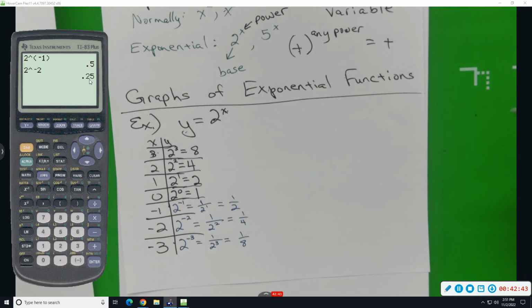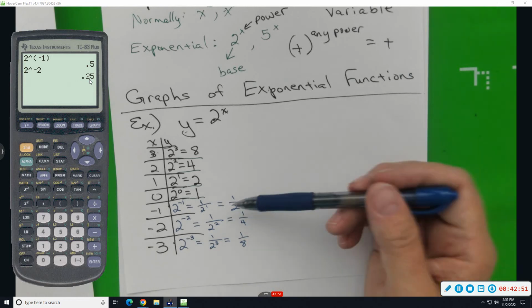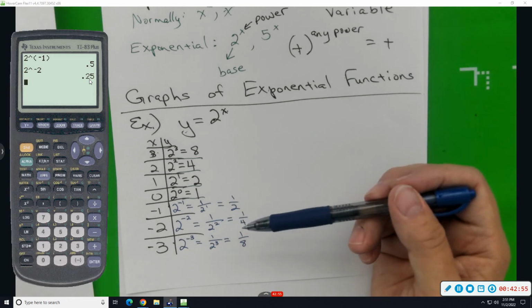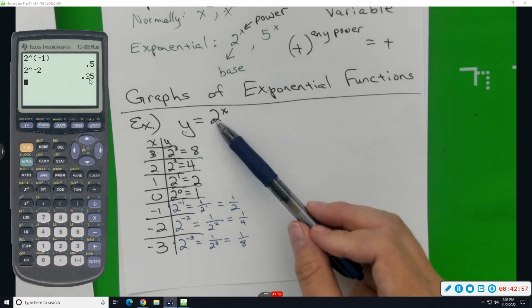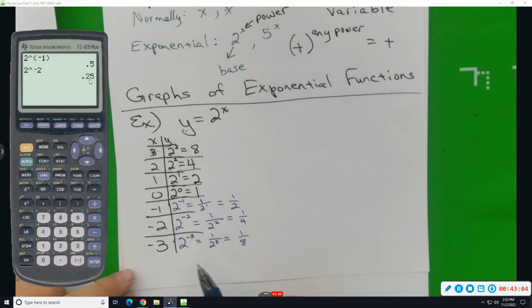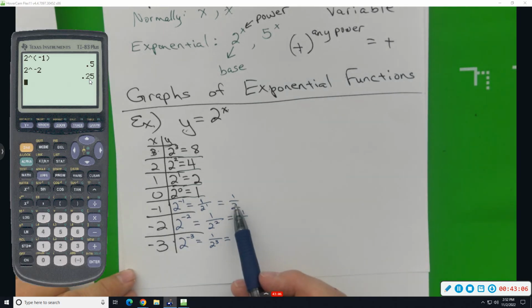I'm noticing that as the x values get more negative, the y values are getting smaller and smaller, but they're still positive. Remember, I said a positive number to any power will always be positive. So at negative 1, we're up a half. But at negative 2, we're only up 1/4. Negative 3, we're up to 1/8.